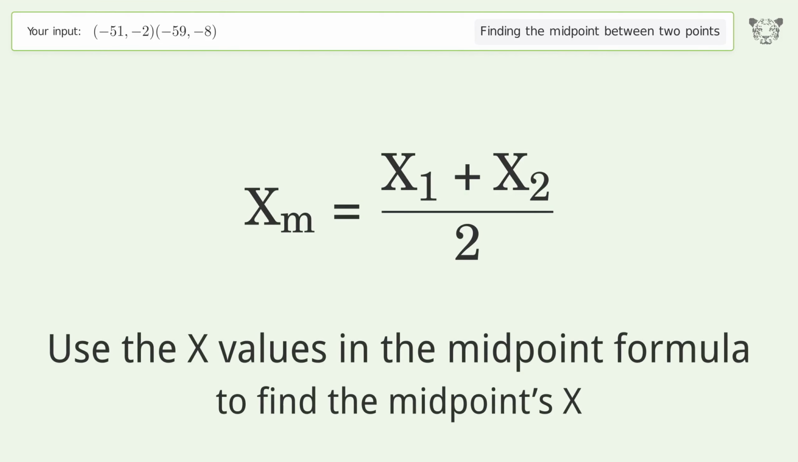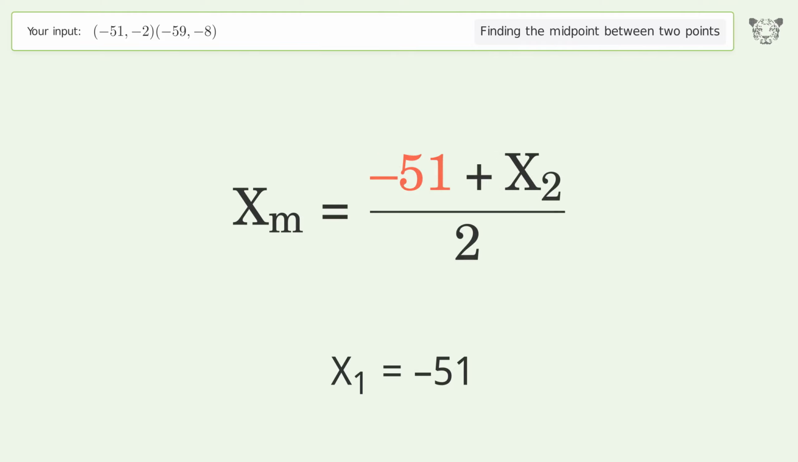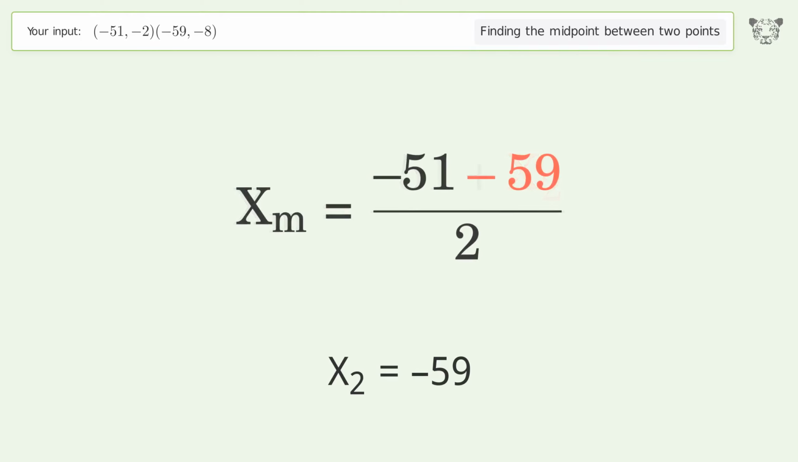Use the x values in the midpoint formula to find the midpoint's x. x1 equals -51. x2 equals -59. Simplify the arithmetic.